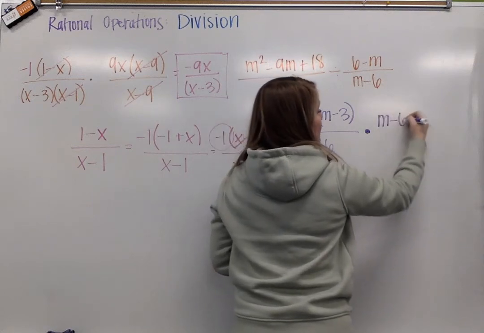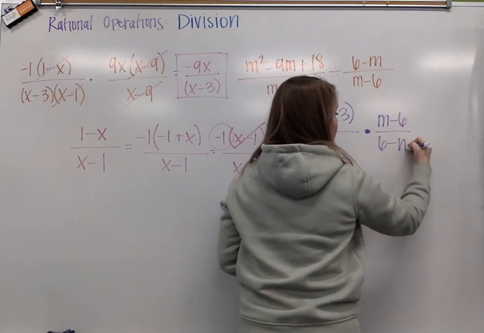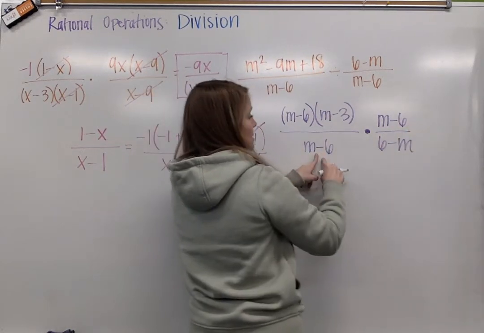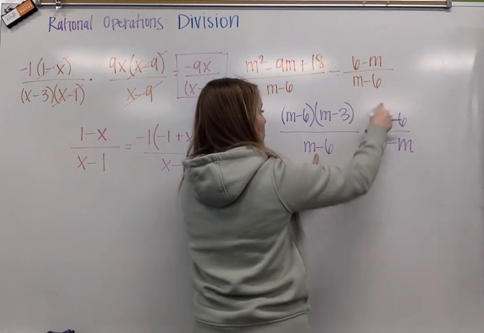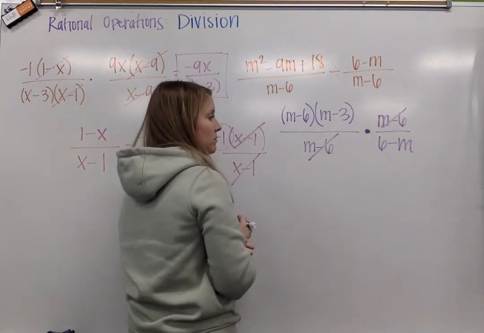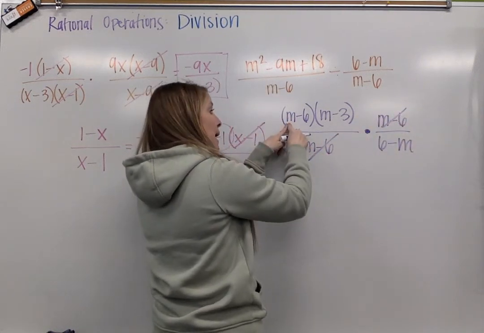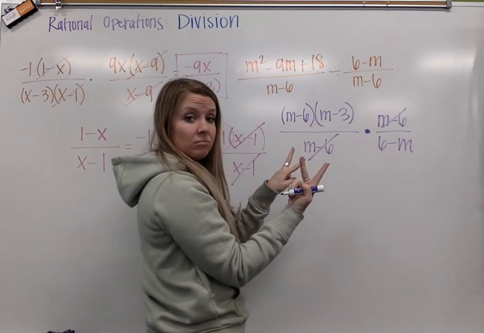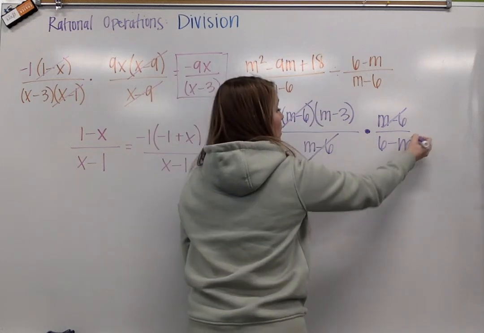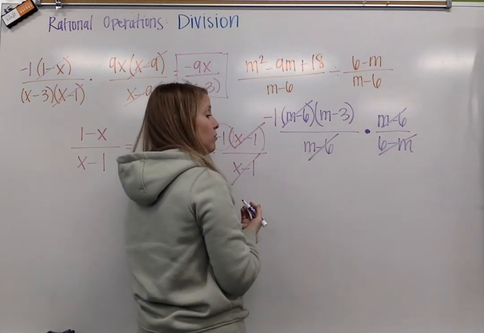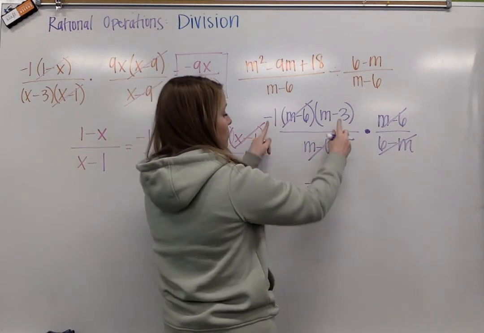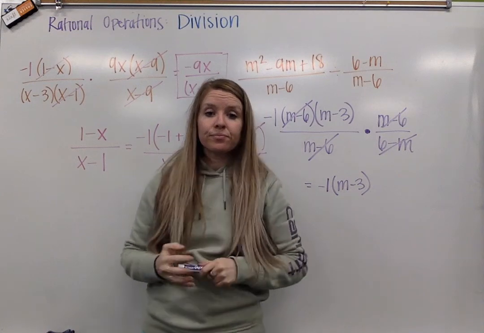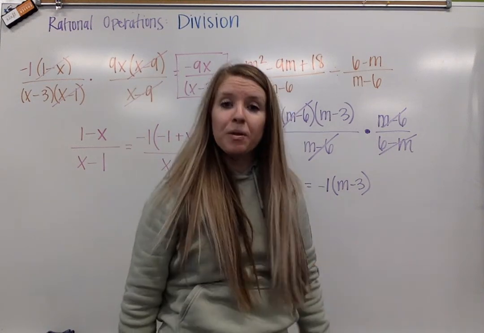So I'm going to get an m minus 6 divided by 6 minus m. So I have an m minus 6 divided by m minus 6. Either way here, that's going to work. That's going to reduce to 1. Now I have an m minus 6 and a 6 minus m. Same idea, they're just switched. So we're going to go ahead and reduce that to a negative 1. So I'm left with negative 1 times m minus 3. Okay, keep multiplying and dividing.